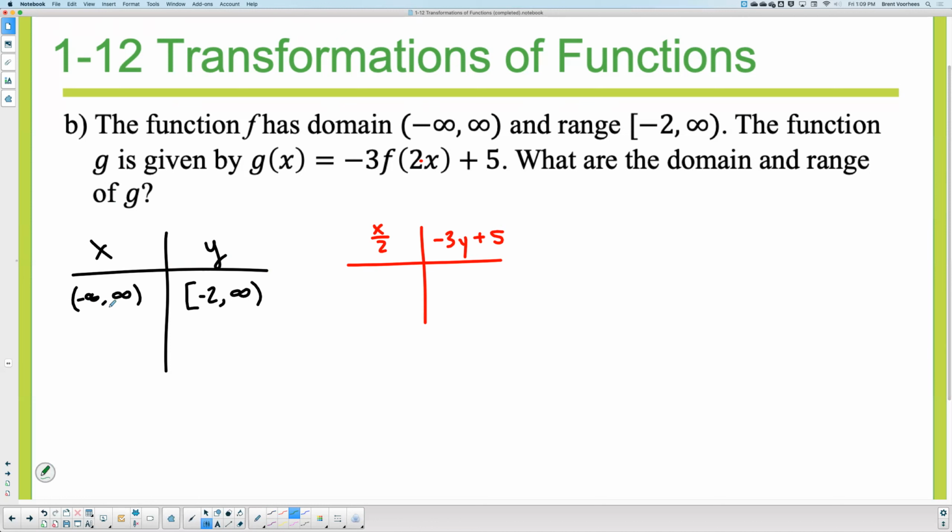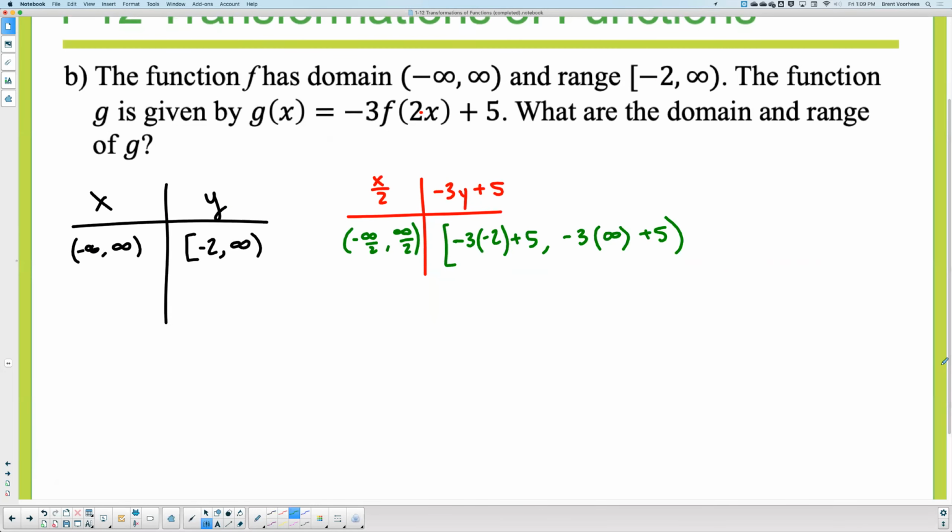So to break it down, I would have -infinity divided by 2 and infinity divided by 2. And over here, maybe I should have been doing this the whole time. I think it might be easier this way. -3 times -2 plus 5. And then it'll be -3 times infinity plus 5. And that one's a parenthesis.